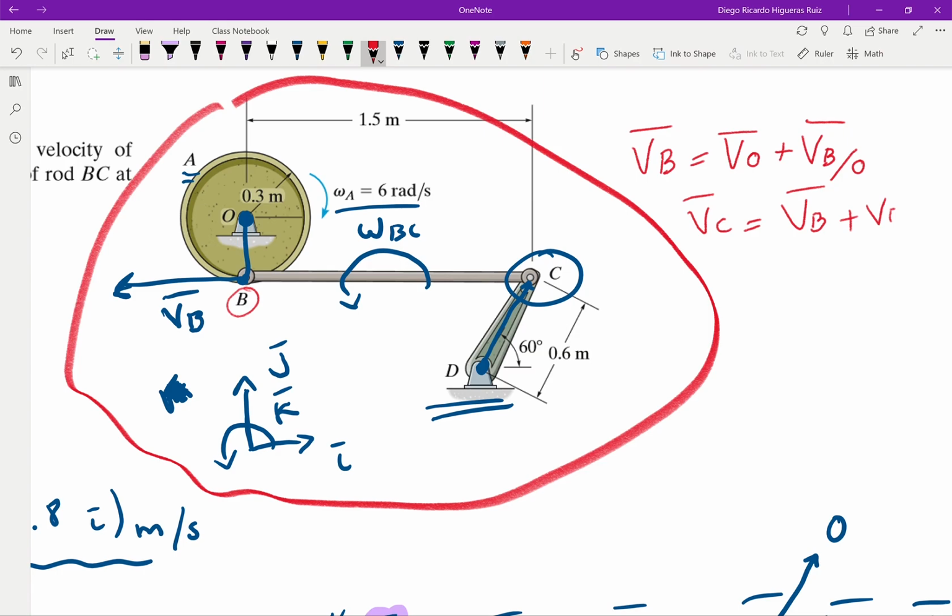Okay, this is not writing at all. There you go. Okay, so we solved for VC, since we knew VB, and we could find omega BC times the length of position C. So that's how I would solve this type of problems.